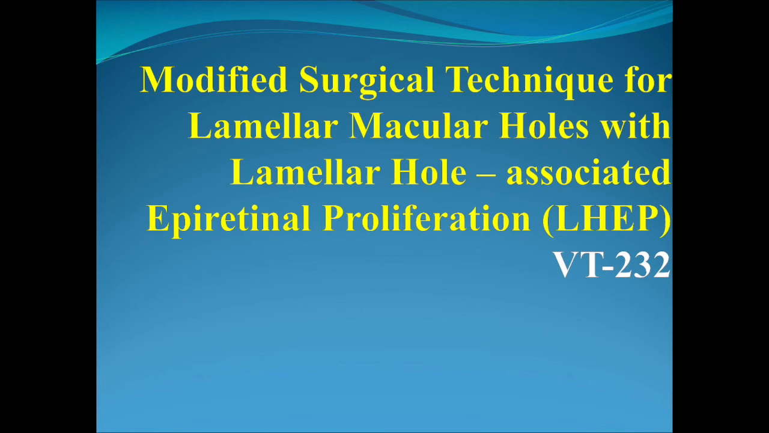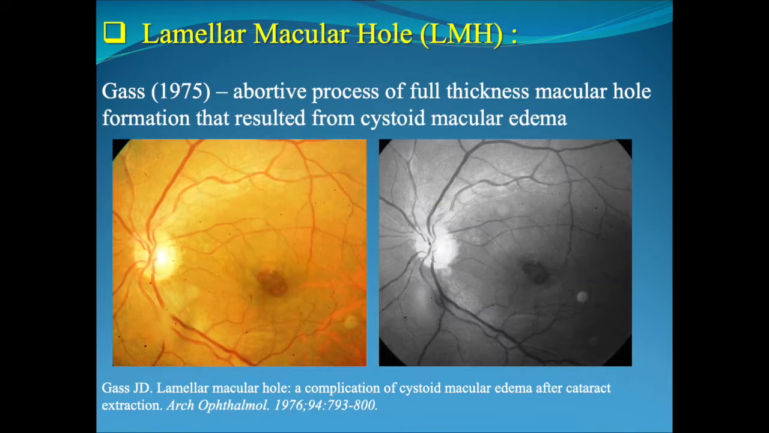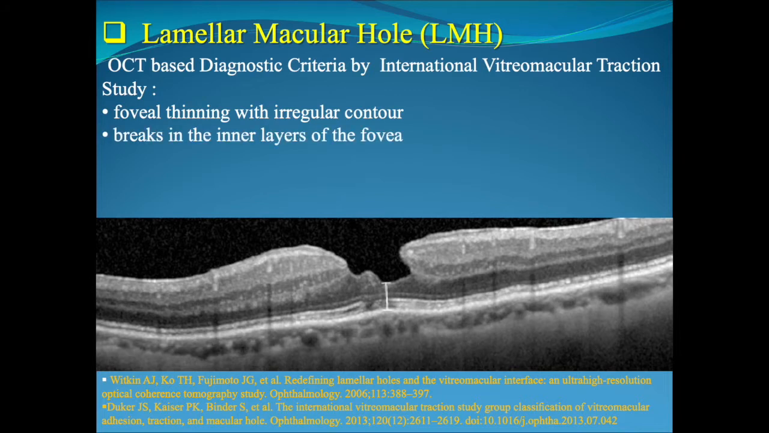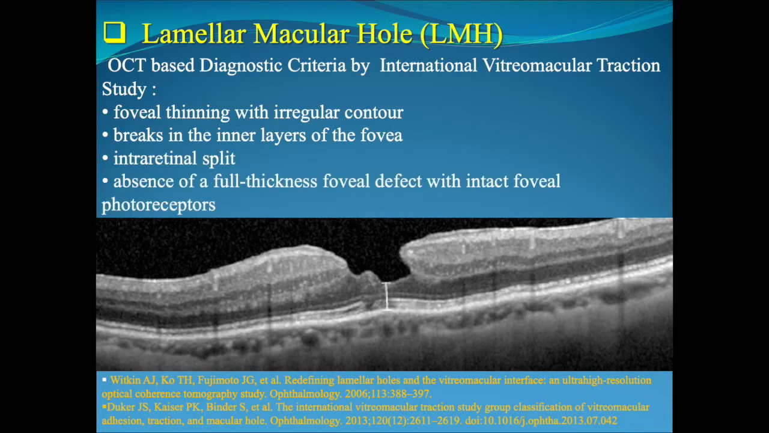In this video film, a modified surgical technique for laminar macular holes with laminar hole associated epiretinal proliferation (LHEP) has been described. Laminar macular holes were first described by Gass, arising from an abortive process of full thickness macular hole formation. The VMT study group defined OCT characteristics of LMH to be foveal thinning with irregular contour, breaks in the inner layers of the fovea, intraretinal split, and an absence of full thickness foveal defect.